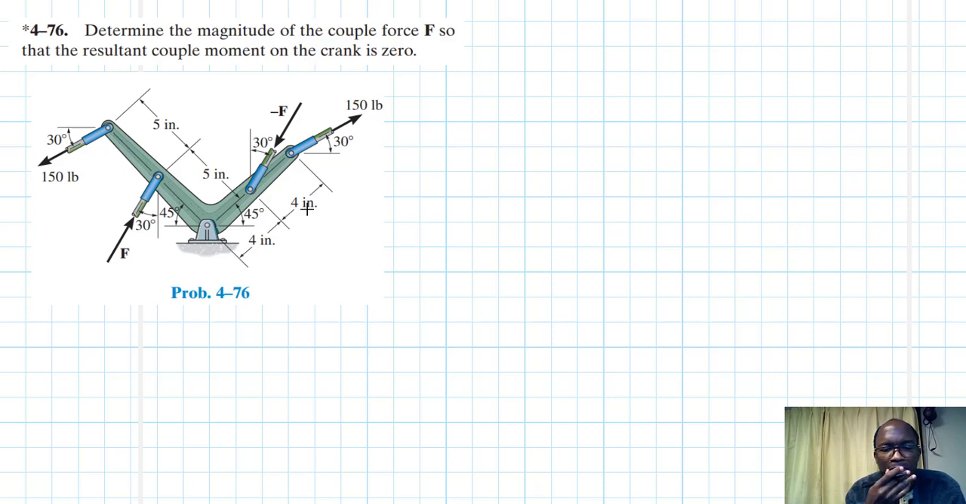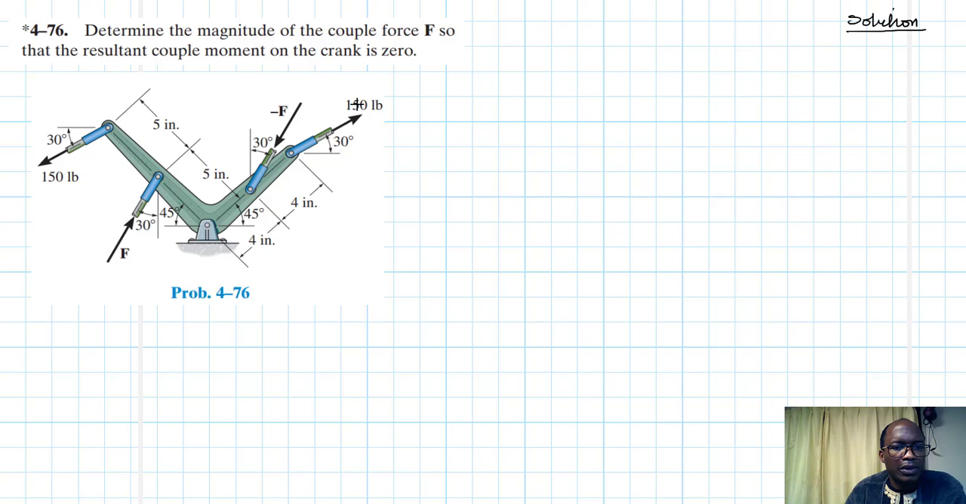Hello, I welcome you all to this another interesting screencast, and the problem reads: determine the magnitude of the couple force F so that the resultant couple moment on the crank is equal to 0. This problem is coming from the Engineering Mechanics Statics textbook, 13th edition by R.C. Hibbeler. So we have been asked to determine the magnitude of the couple force F so that the resultant couple moment on the crank is equal to 0.